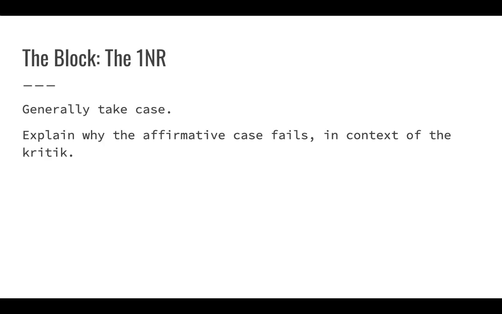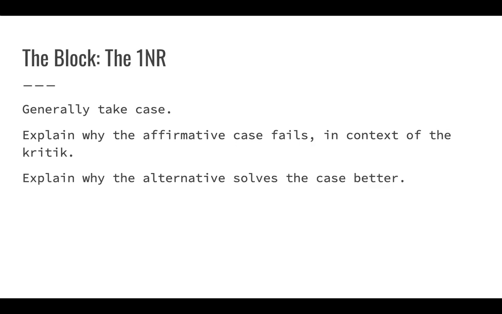Respond to AFF answers. Classic. The 1NR generally takes case. Sometimes you take T. Explain why the affirmative case fails in the context of the critique. So that both explains why the alternative solves the case better on each of the advantages.